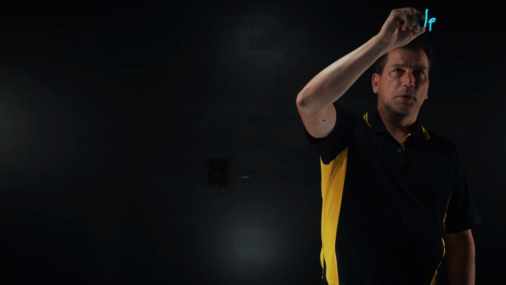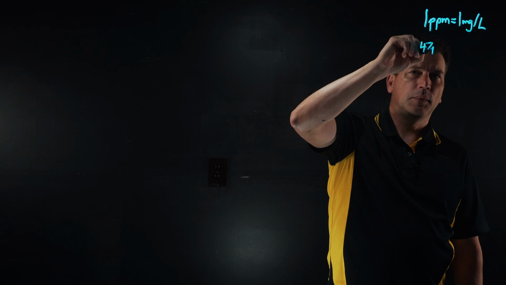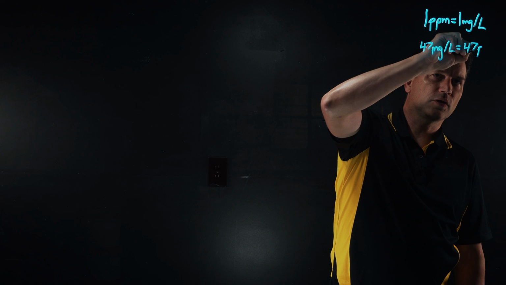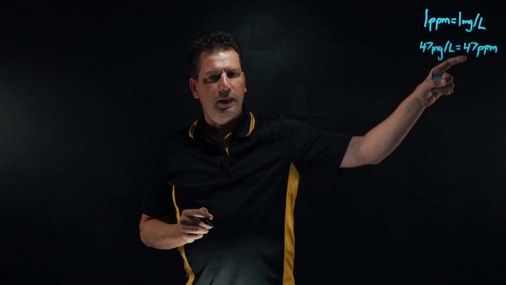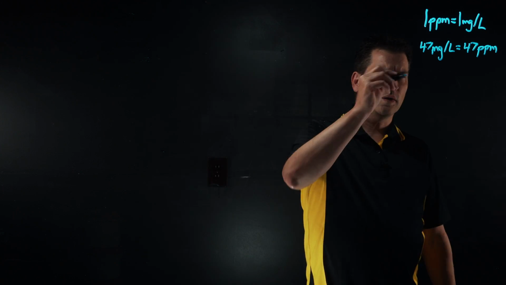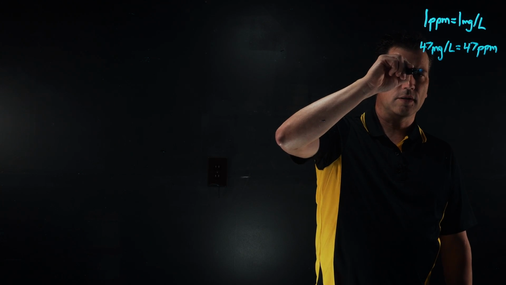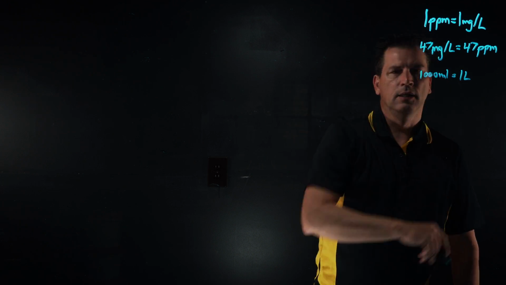So a couple things you need to know. The first is that if I say 1 part per million, that equals 1 milligram per liter. If I say 47 milligrams per liter, that equals 47 parts per million. So a part per million and a milligram per liter are the same thing. So they're interchangeable units. And the other thing you should probably note if you don't use the metric system is that 1,000 milliliters equals 1 liter.